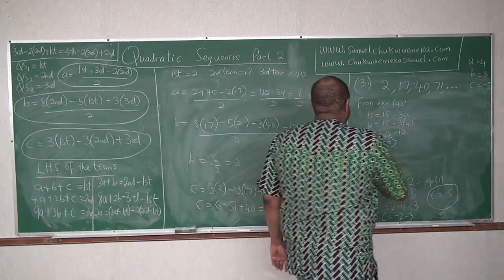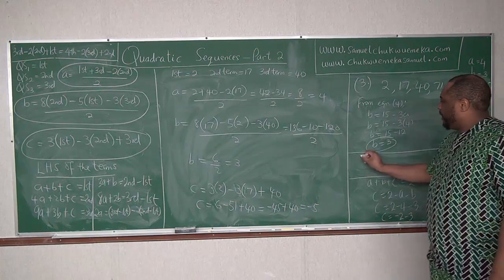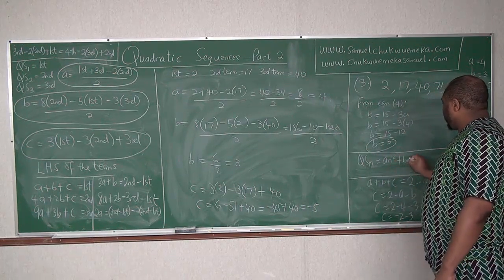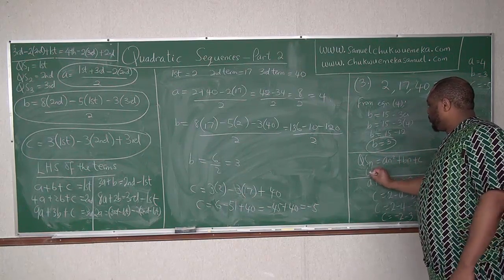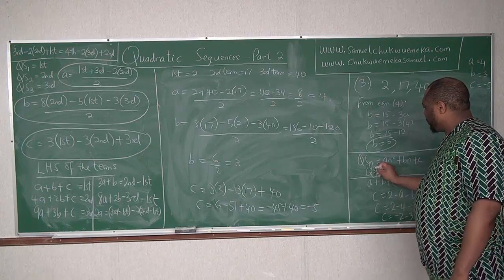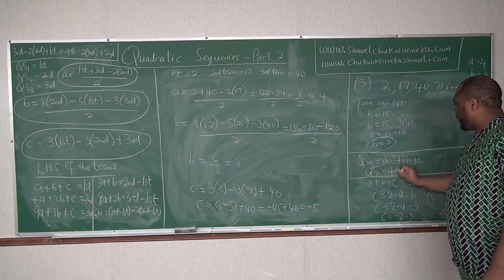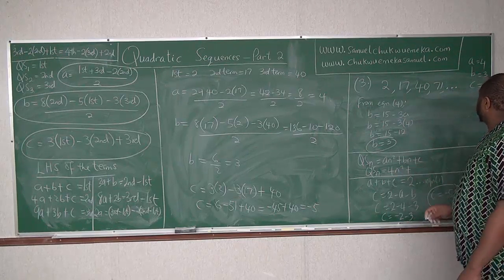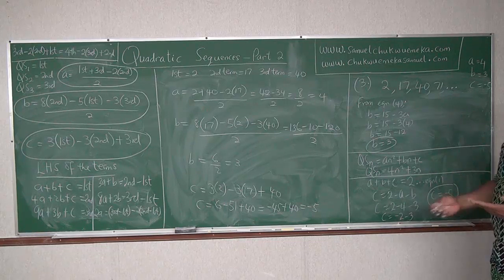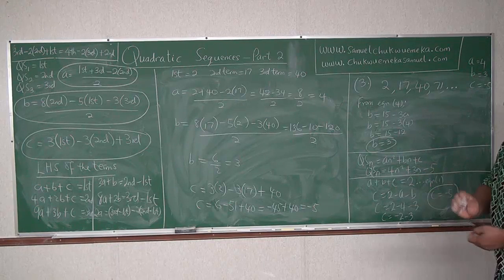Therefore, the nth term of the quadratic sequence, QSn, is an squared plus bn plus c. So the nth term of the quadratic sequence is 4n squared plus 3n, then c is negative 5. Plus minus is minus, so minus 5. That is the answer.